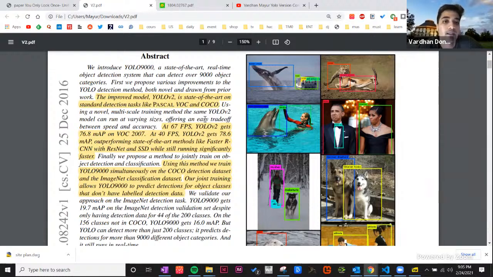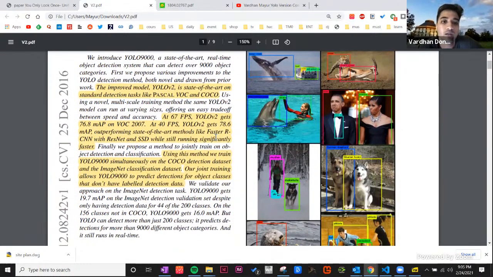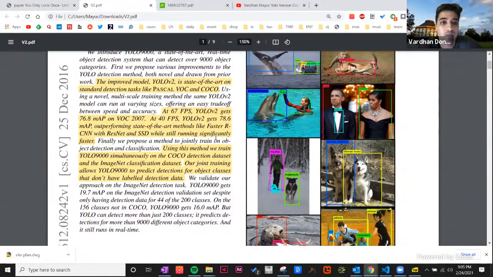So basically they are saying that at different rates of videos, one is at 67 frames per second, which is much faster compared to 40 frames per second. It's not accuracy, but the metric is mAP here. So they get 76.8 mAP, and for 40 fps the mAP is 78.6, which at that time was state of the art, compared to even Faster RCNN, which is a two-stage network.